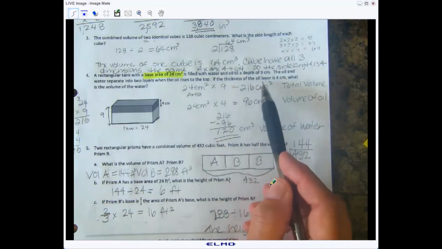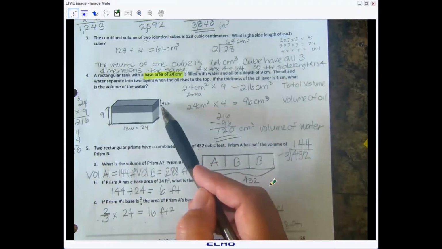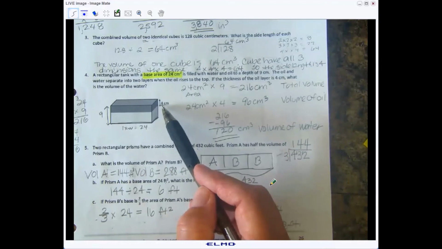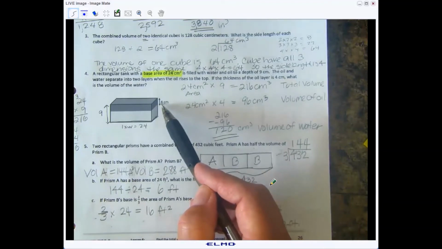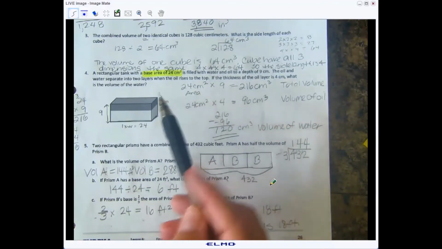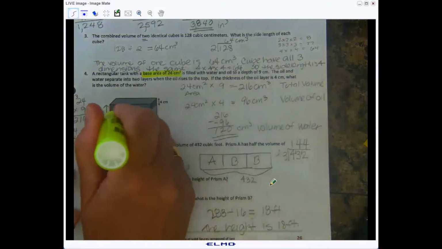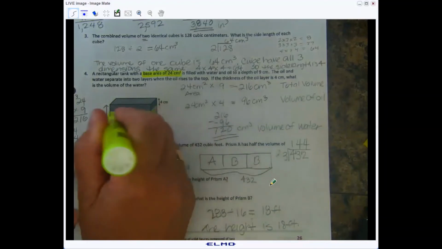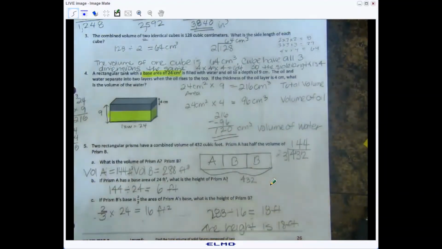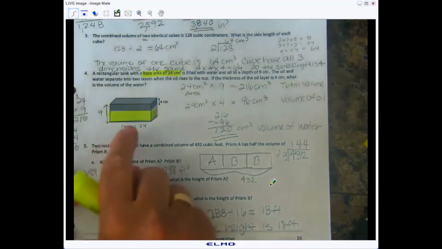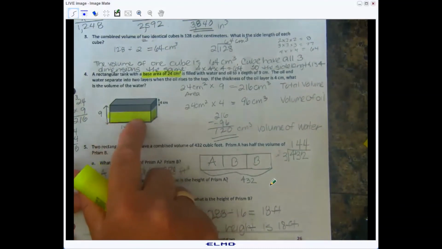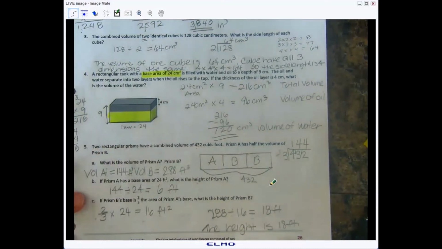If the thickness of the oil layer is 4 centimeters, that's what this is for, what is the volume of the water? So we have to find the volume of this portion down here. This is where the water is. It said the oil rises to the top, which it does. It's lighter than the water. And so they're asking us to find the volume of just the water. So think about that for a moment.